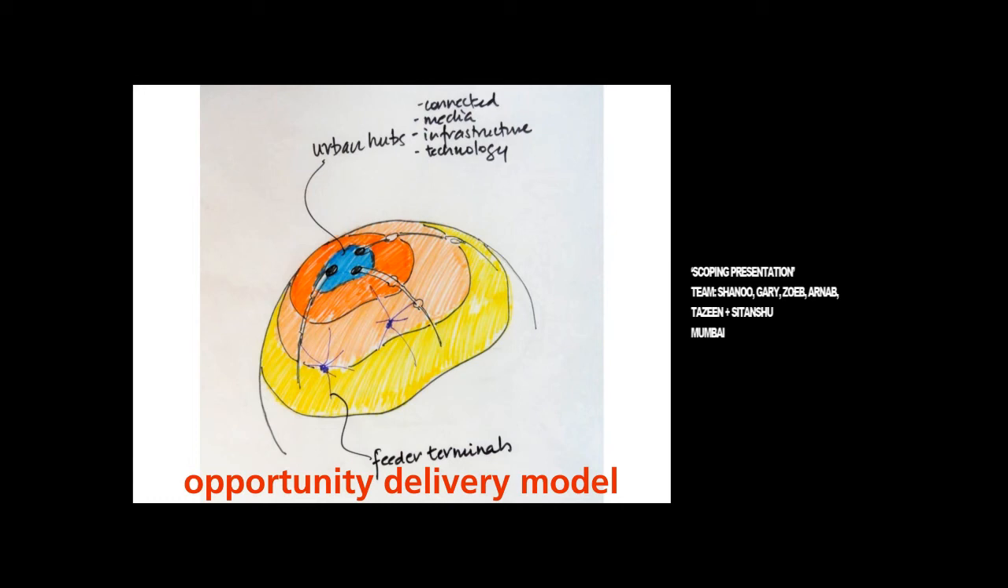Next slide. We were thinking of how best would we model any idea that we create, and we realized that the best way would be to actually start from an urban center. So an urban hub which is well connected, has a lot of media presence, infrastructure and technology would be the best starting point to reach out to feeder terminals, which could be in smaller area towns or even within an urban area, to people who don't have access to these aspects of life and living. So this could be a delivery model.